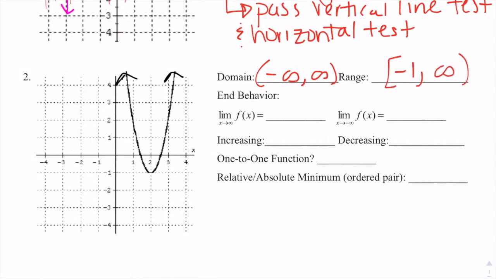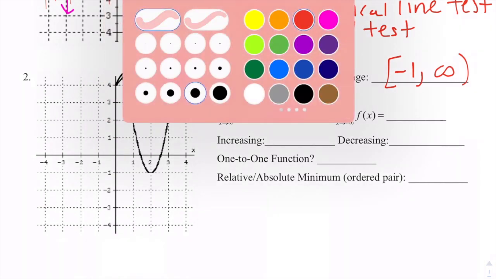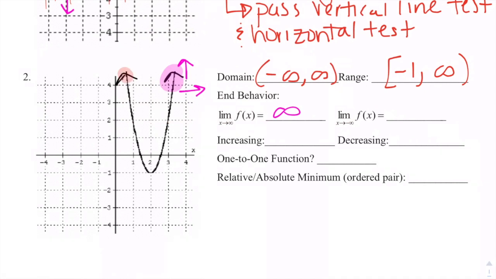The end behavior, now remember the end behavior of the limit of f of x as x goes to infinity is the right side. So we're looking right here at the right arrow. And as this is going right forever, it's going up forever, so it's going to infinity. And then the limit of f of x as x approaches negative infinity is the left arrow here. And as we go left forever, we go up forever, so this is also infinity.